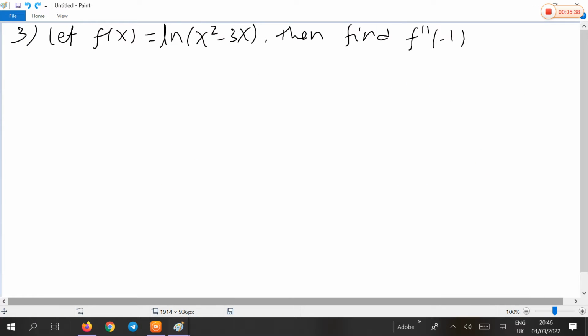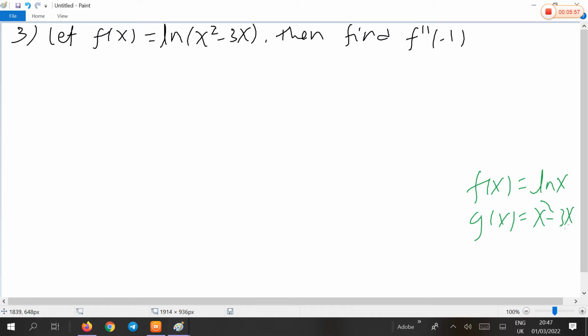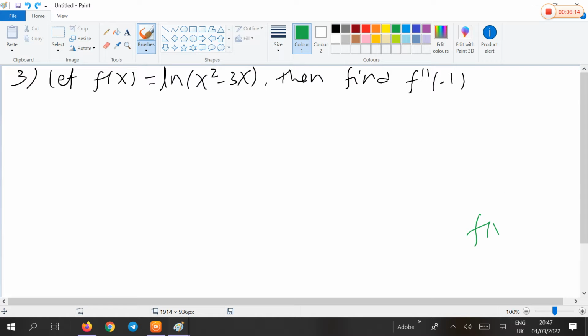The third question is f of x equals ln of (x squared minus 3x). Find the second derivative at minus 1. The function is a combination of two functions, f of x equals ln x and g of x equals x squared minus 3x, so the function is in the form f of g of x, a composition of two functions f and g. To find the second derivative at minus 1, first we have to find the first derivative and then the second derivative.